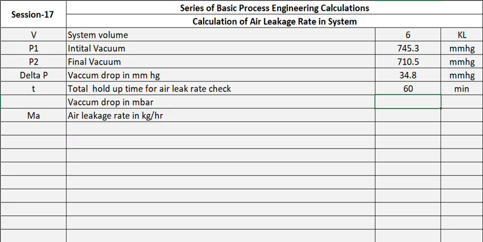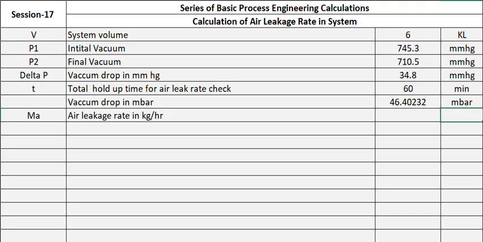Once we have done that, we need to convert that vacuum into mbar gauge. So I'll simply convert it, 3334. So that's the mbar. Now we have all the input values which are required to calculate the air leakage rate.